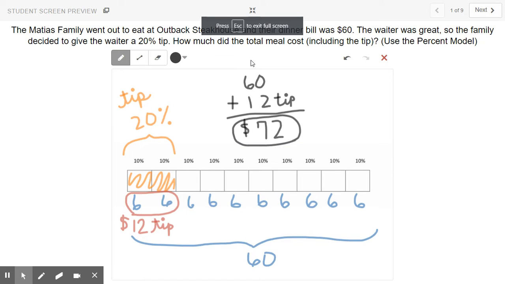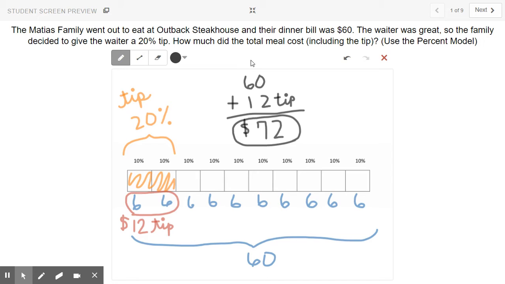This is the answer key to the February 22nd, Module 8 review. The Matias family went out to eat at Outback Steakhouse and their dinner bill was $60. The waiter was great, so the family decided to give the waiter a 20% tip. How much did the total meal cost, including the tip?